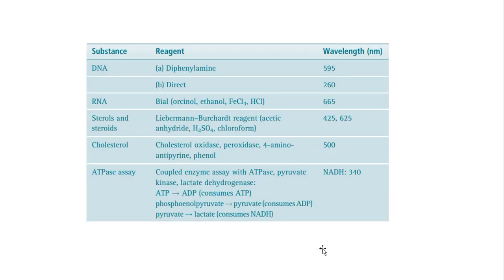DNA also we can measure at 595 nanometers by the diphenylamine method. You make DNA react with diphenylamine and give absorption at 595 nanometers. Directly, you can see the absorbance of DNA and estimate it at 260 nanometers in the UV region.